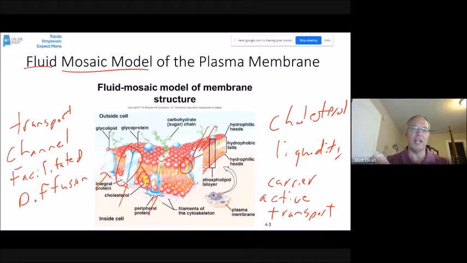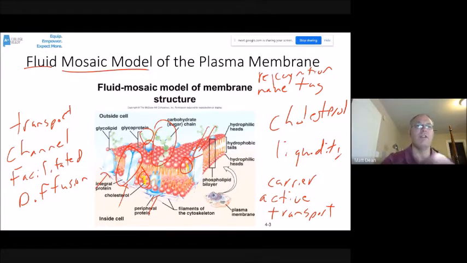There are other proteins that have sugars attached to them. These are sugars right here attached to these proteins. These often act as recognition proteins. So sometimes we might refer to these as like the name tags of the cell. They're important for identifying your cells to your own immune system so you don't attack it. These glycoproteins are also often involved in cell-to-cell communication. And we'll talk more about that in Unit 4.